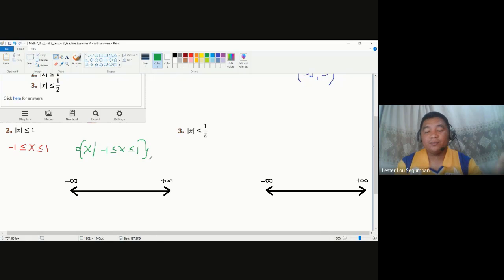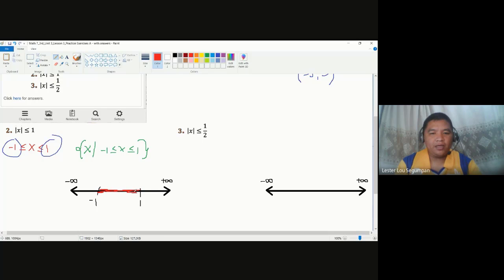Take note that we used brace, not parentheses, nor brackets for solution sets. Please be reminded of that. The graph for number 2 will again be determined by the endpoints 1 and -1. So let's plot them here. We'll have -1 and +1. And we talk about all values in between. So our shading should be all values in between.